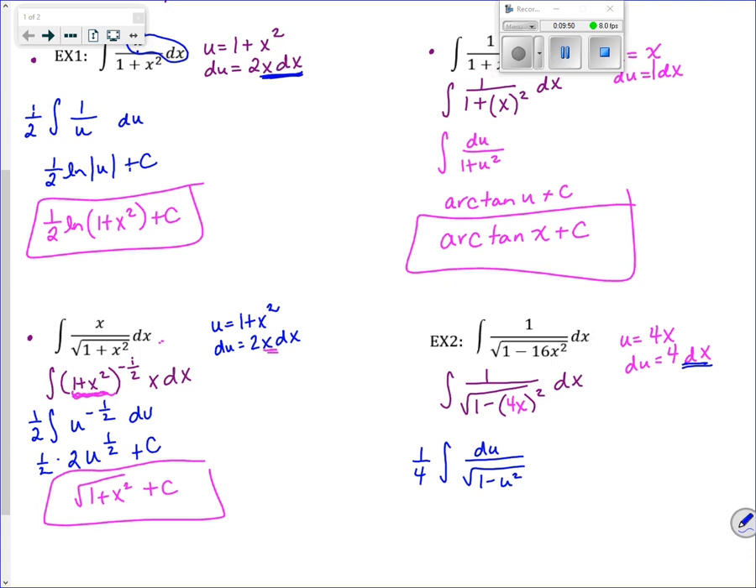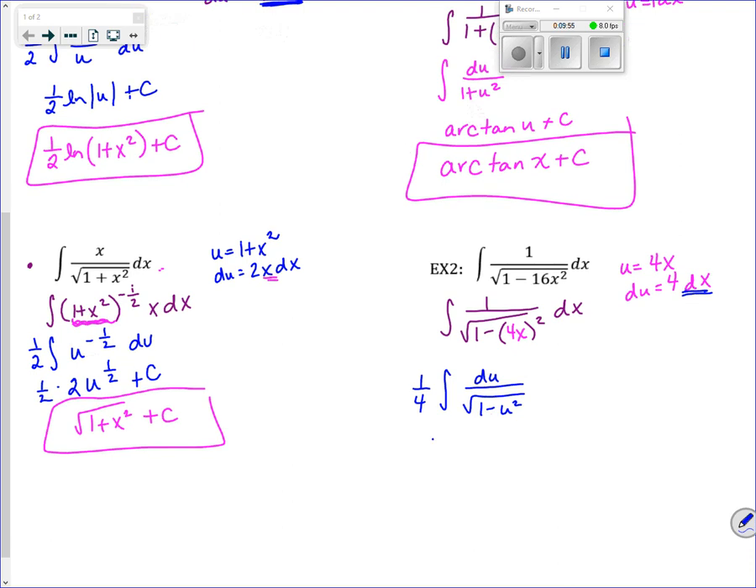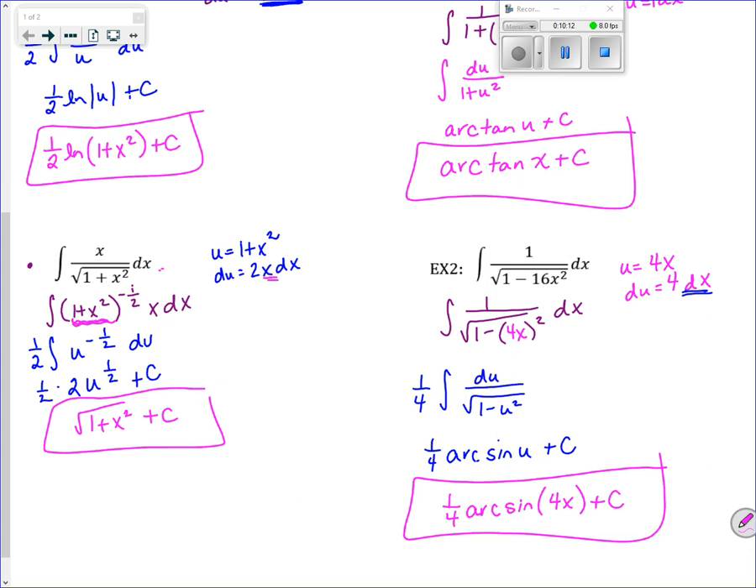Okay, how does it integrate? It integrates to 1/4 arcsine of u plus c. Now sub back in: 1/4 arcsine of 4x plus c. And there you go. Good, good, good.